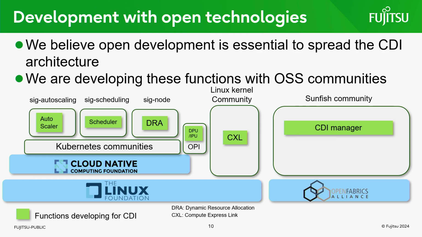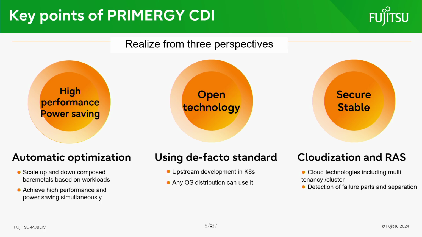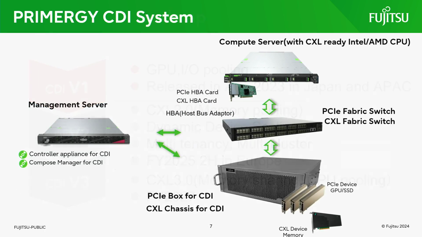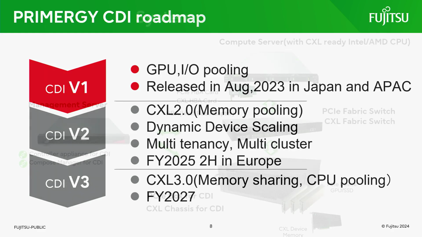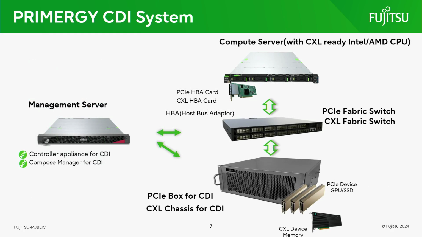What are the actual limits of configuration? How many servers can you implement, how many PCI boxes or PCI components? Right now, we have CDI V1, and it can attach compute nodes up to 10 servers, and we can connect 3 fabric switches, and each fabric switch has some PCI boxes.